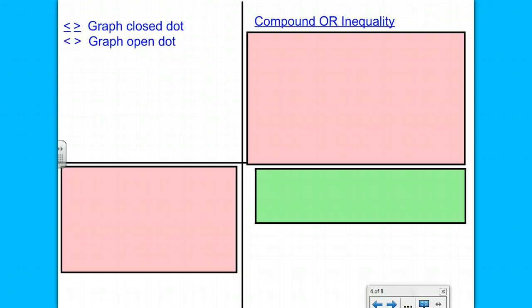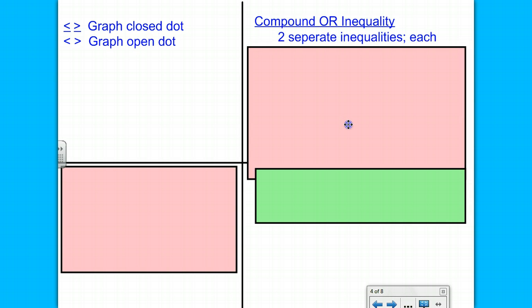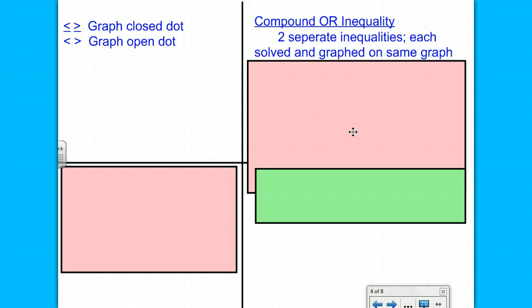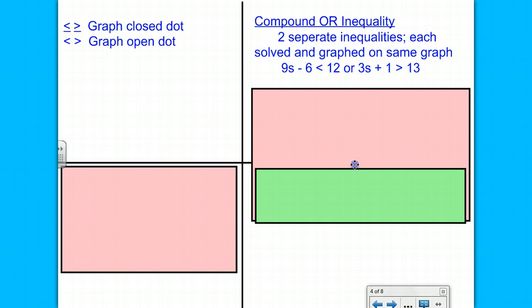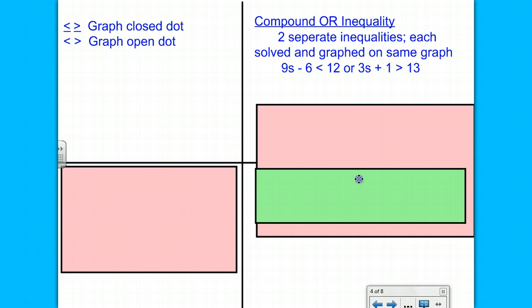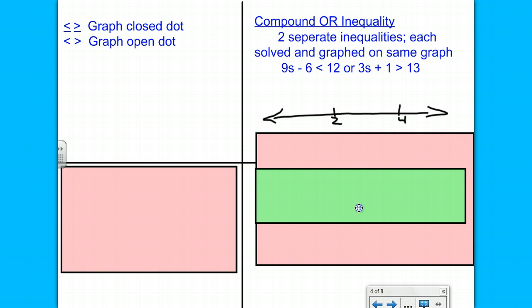Compound or inequality, what do they look like? Do they have 3 parts? No, they look like what? Say it, Rachel. Two separate inequalities. So each of them need to be solved and graphed on the same graph. So here we have an example. You can pause and solve for S. Come back and show what you graph.